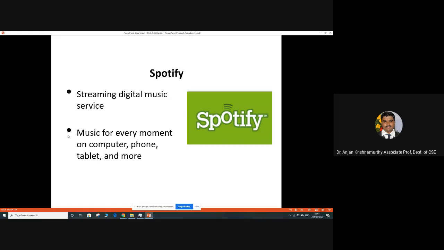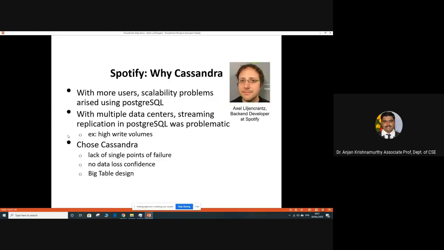Okay, the next example application is Spotify. Spotify is an online digital music service, much similar to Saavn and Gaana.com, right? Music for every moment, for computer, phone, tablet, and more. Here also Cassandra was chosen. Why? With more users, scalability problems arise with PostgreSQL, which is a relational database. With multiple data centers streaming, replication in PostgreSQL was problematic. There were high write volumes, so that is the reason they chose Cassandra, where there is no single point of failure, no data loss, and a Bigtable design. These are some of the important aspects of why they used it in the Spotify app.